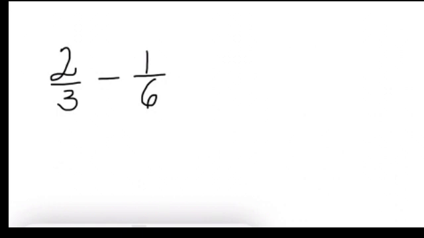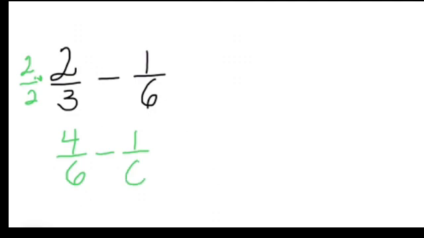So in order to make our first term have a denominator of 6, we're going to multiply it by 2 over 2. We don't need to do anything to the second term because it already has a denominator of 6. So our first term will become 4 over 6 minus the second term 1 over 6, and that equals 3/6. And we can simplify that to 1/2.